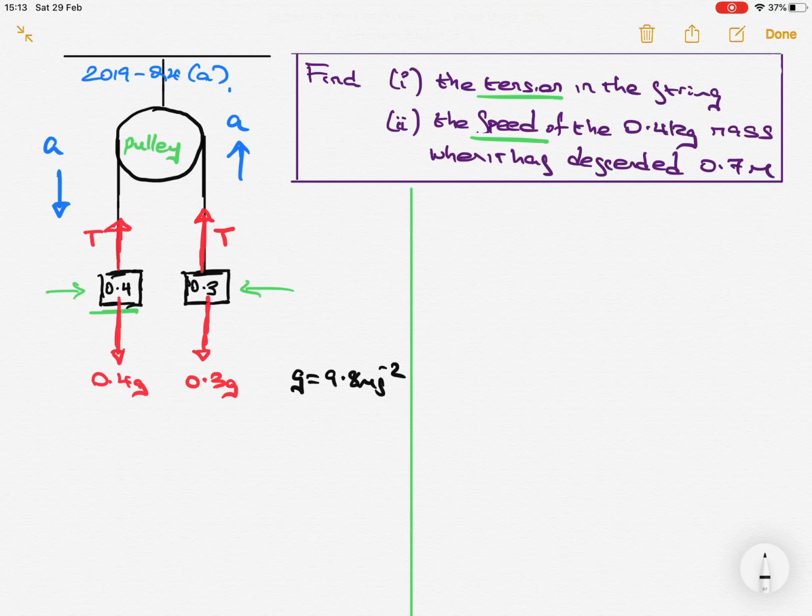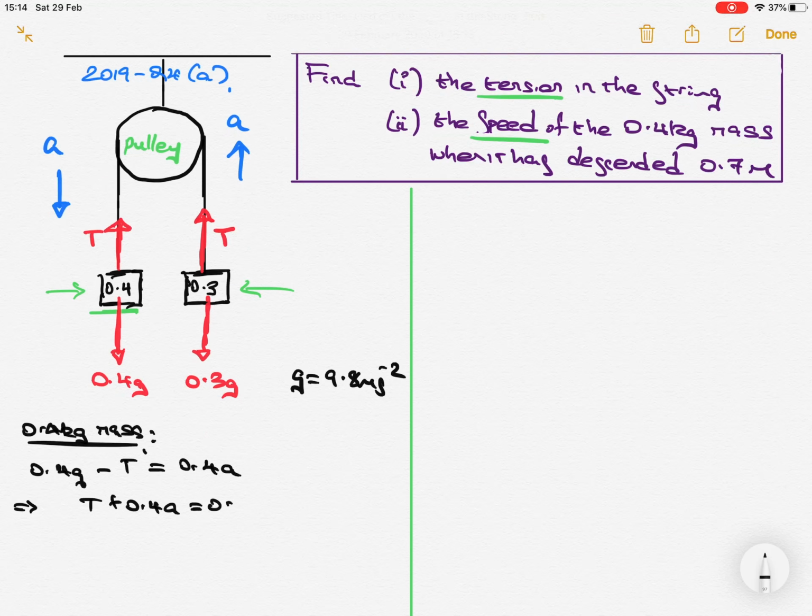Let's apply it to the 0.4 kilogram mass first. So what forces are acting in the direction of the acceleration? Well, it's going downwards, so we're going to start off with 0.4g minus T is equal to the mass, which is 0.4, times the acceleration, which is a. We can rearrange this equation to have the unknowns on the left hand side, so that will give us T plus 0.4a is equal to 0.4g, and we will call that equation 1. We'll come back to that because we're going to need it later on.